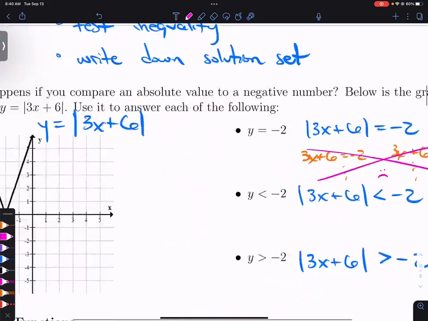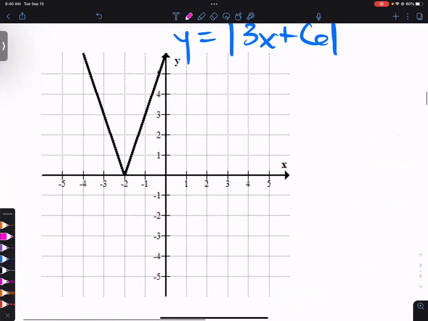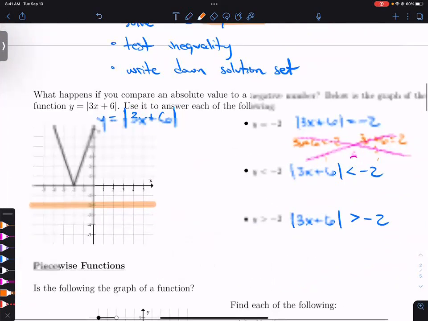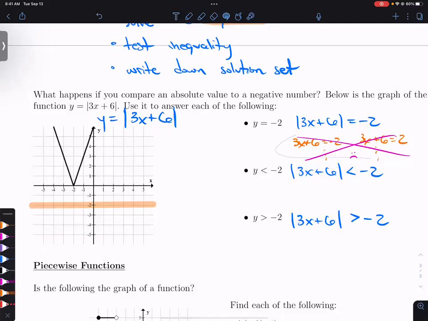Think about it on the graph. What does it mean to compare this to -2? Is -2 an x or a y there? A y. Where's y equals -2? Right there. Where's that graph cross that? Because it's sitting above it, right? And moving away, so it never crosses that. Okay, well, what does that mean about solving this equation?